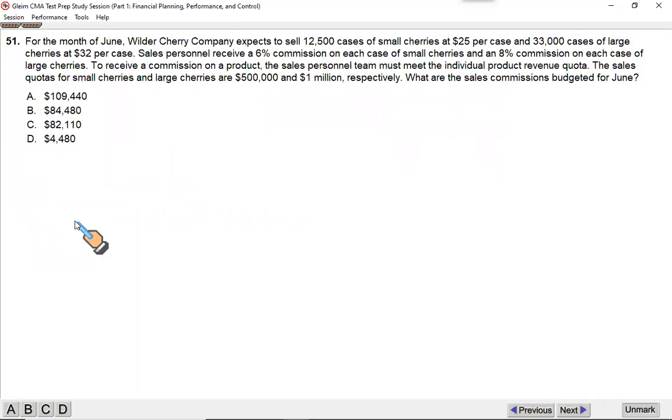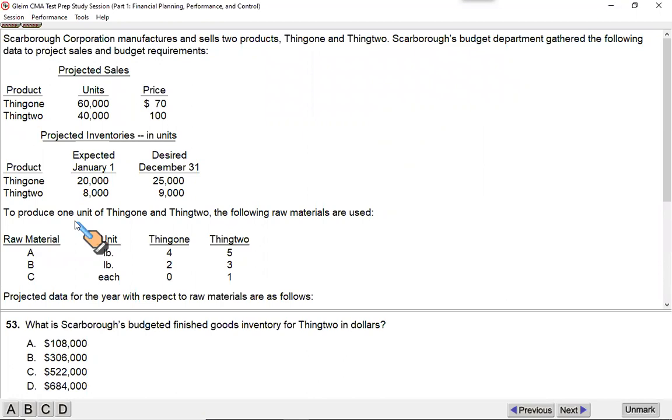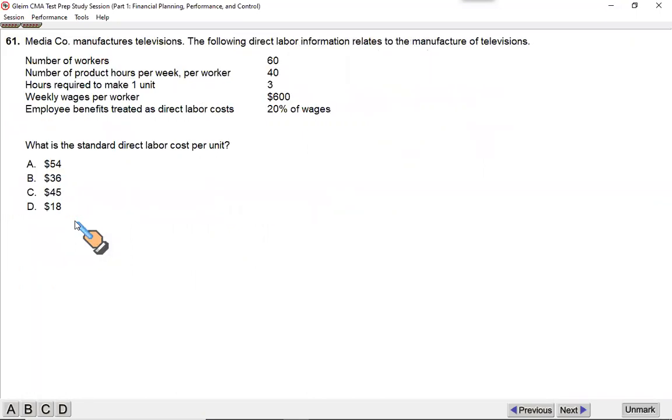This is different. All right, now, a media company manufactures televisions. The following direct labor information relates to the manufacture of televisions. We have 60 workers. Each worker works for 40 hours in a week. 3 hours are needed to complete 1 finished product. Weekly wages per worker, we pay $600 per worker per week.